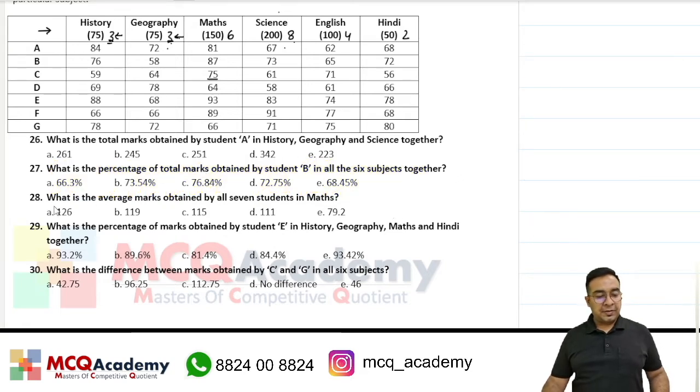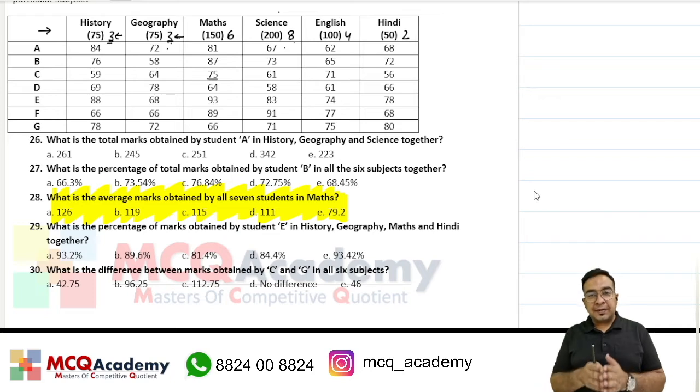Question number 28. What is the average marks obtained by all 7 students in maths? Now for maths, अगर आपको इन सभी का एवरेज कैलकुलेट करना है तो मैथ्स के लिए हमें वेटेड मीन की जरूरत नहीं पड़ेगी. क्यों नहीं पड़ेगी? क्योंकि हम लोग यहाँ पे इनका एवरेज स्कोर कैलकुलेट करेंगे. किस तरह से कैलकुलेट किया जाएगा?